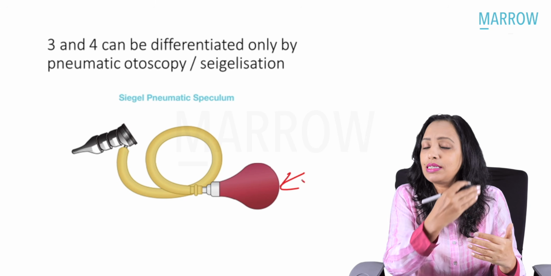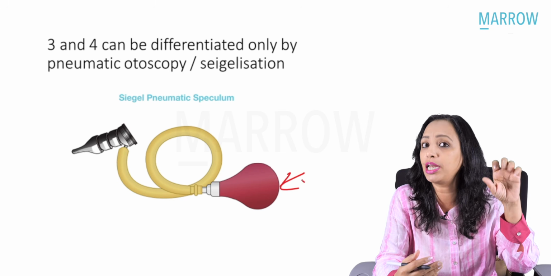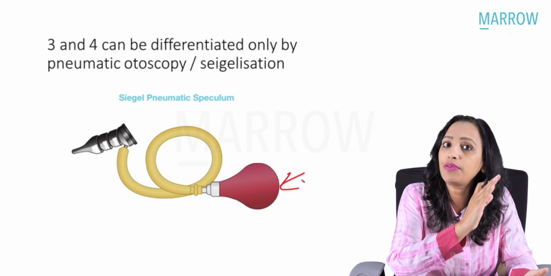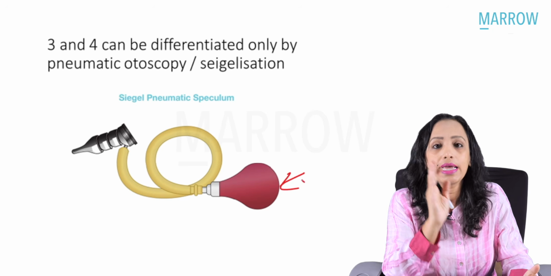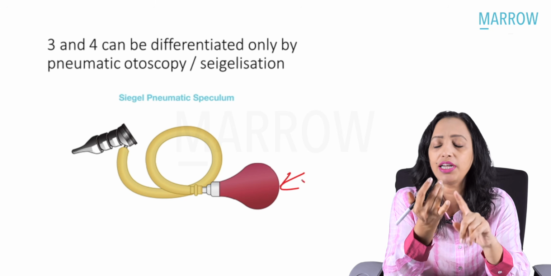So when we are seeing an appearance like this and we do the pneumatic otoscopy and we find that the tympanic membrane is mobile, then it is stage 3 or 4. Yes, then it is stage 3. Whereas if we see that the tympanic membrane is not mobile, then it is stage 4. Is that clear? So which means that if just a spot diagnosis is given, it can be either 1 or 2.